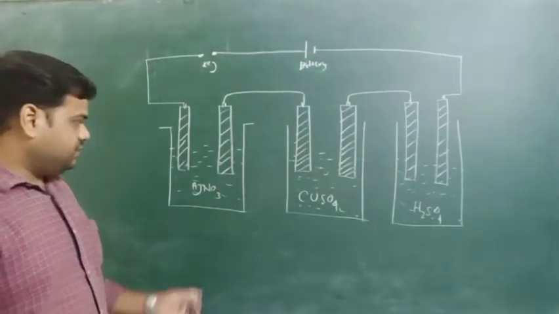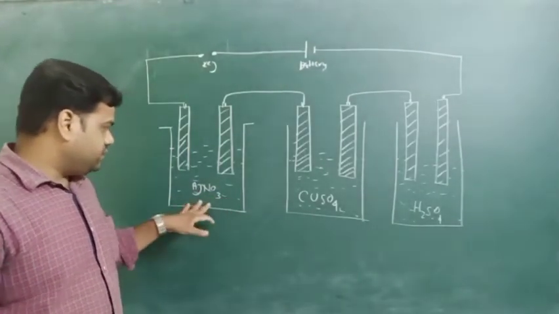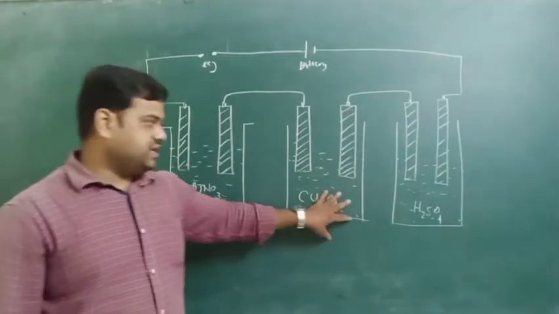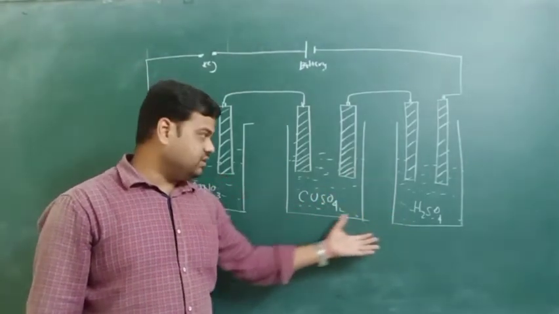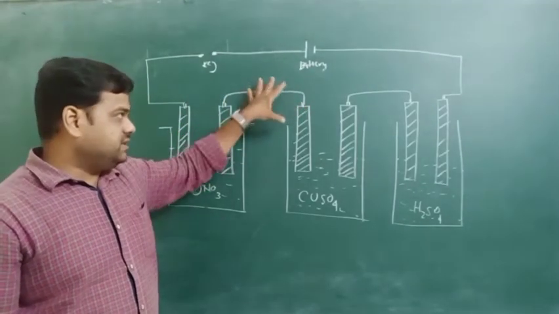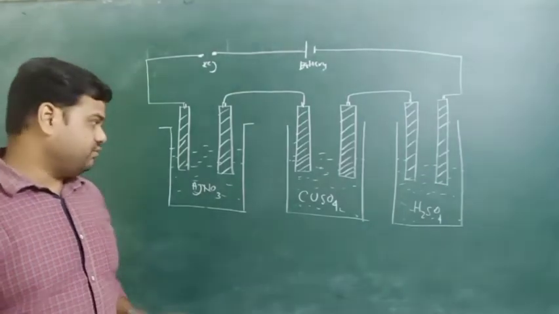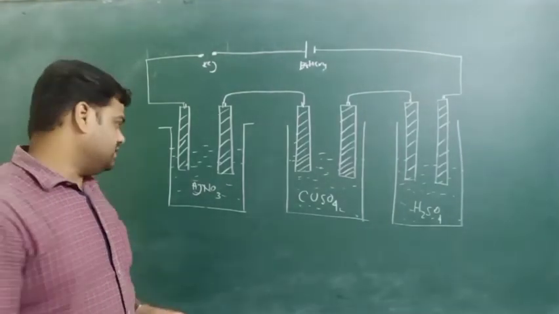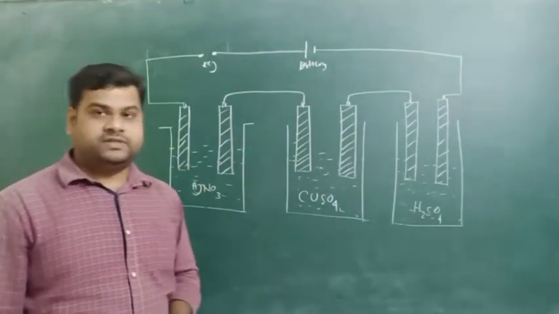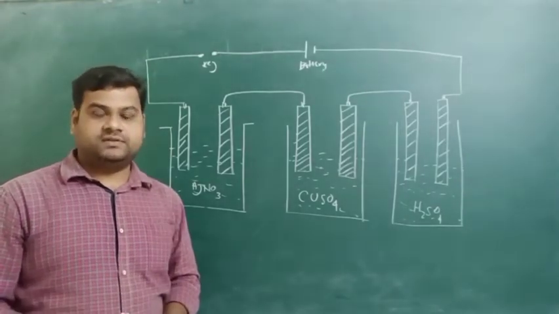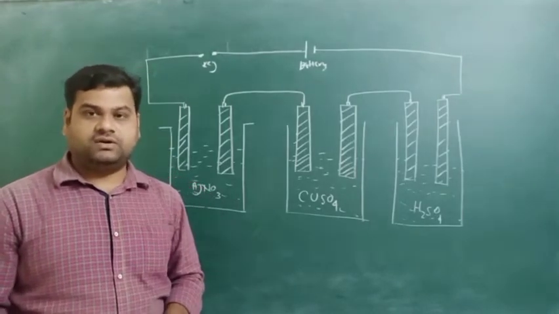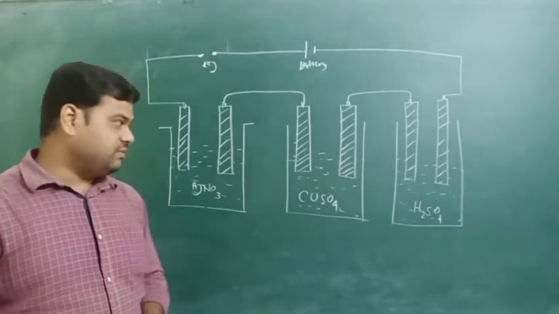This is the AgNO3 electrolytic cell, the copper sulfate electrolytic cell, and the sulfuric acid electrolytic cell. The three electrolytic cells are connected in series, with a key and battery connected here. When the same quantity of electricity is supplied to the electrolytic cells, the mass of substance deposited is directly proportional to the equivalent mass, or chemical equivalent.